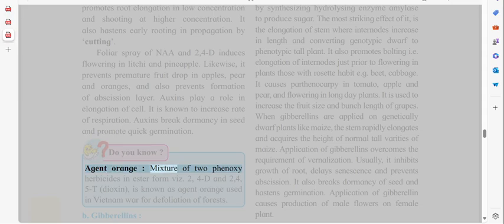Agent Orange, a mixture of phenoxy herbicides in ester form, namely 2,4-D and 2,4,5-T, with dioxin, is known as Agent Orange, used in the Vietnam War for defoliation of forests.